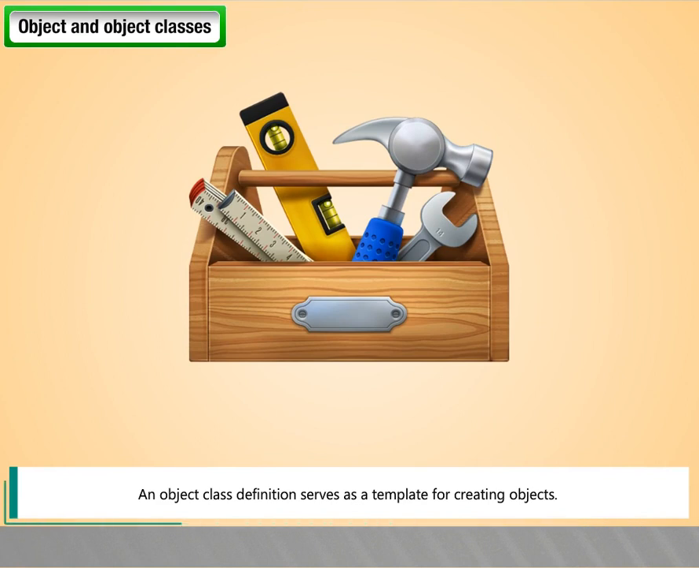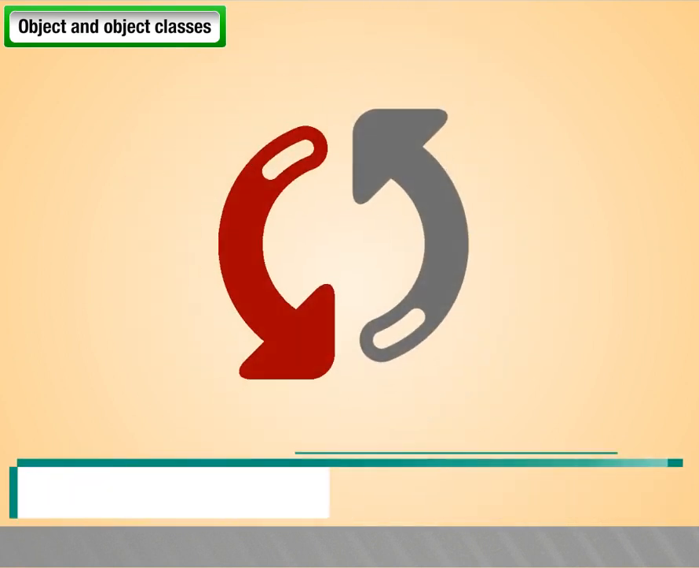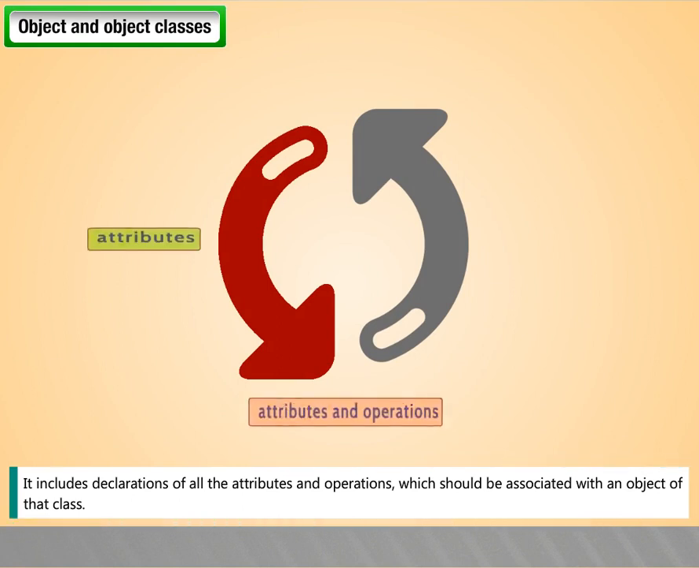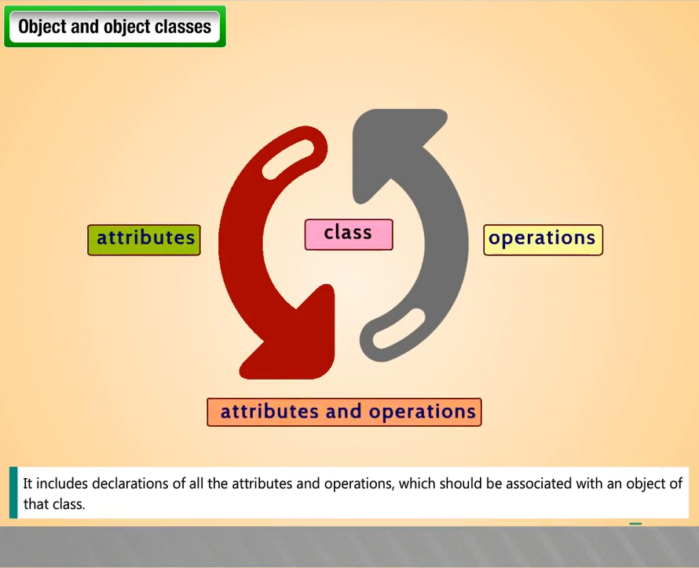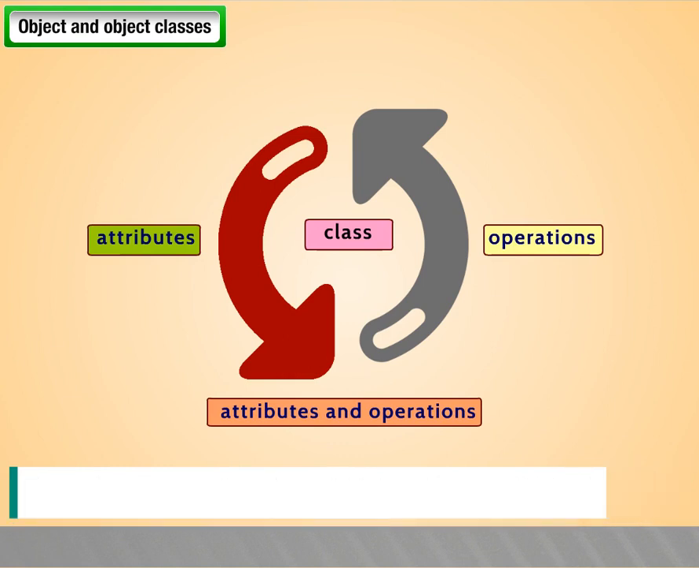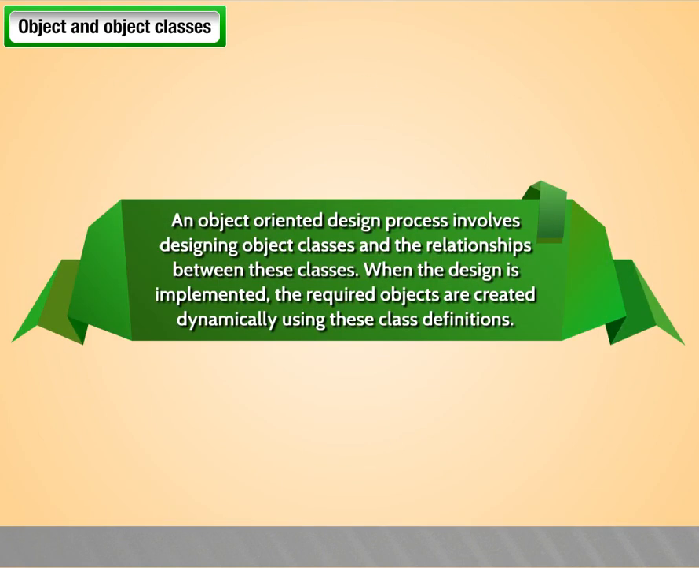An object class definition serves as a template for creating objects. It includes declarations of all the attributes and operations which should be associated with an object of that class. An object-oriented design process involves designing object classes and the relationships between these classes. When the design is implemented, the required objects are created dynamically using these class definitions.